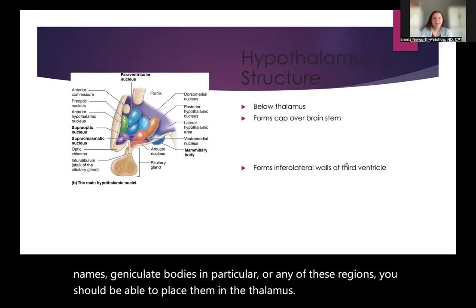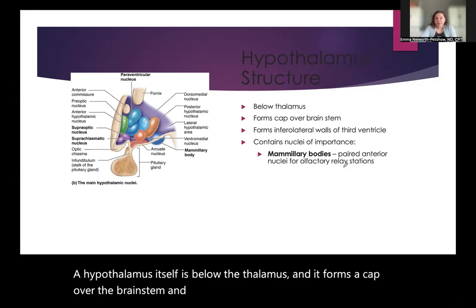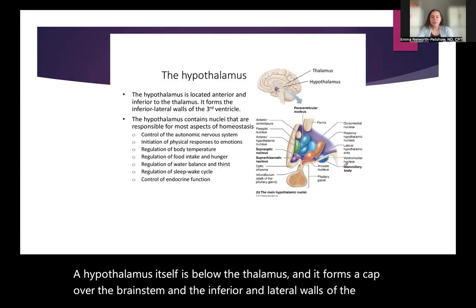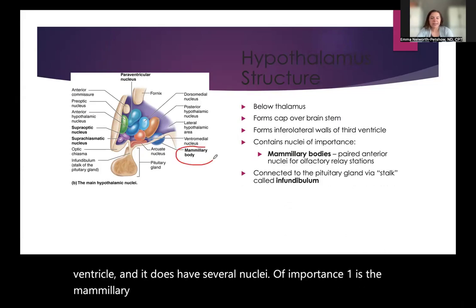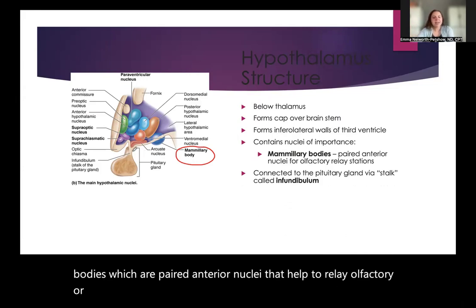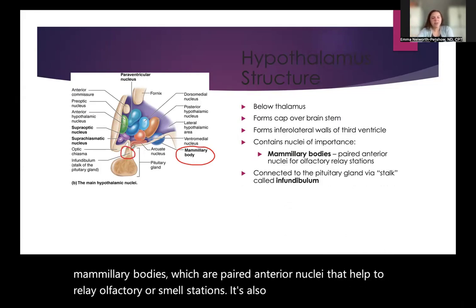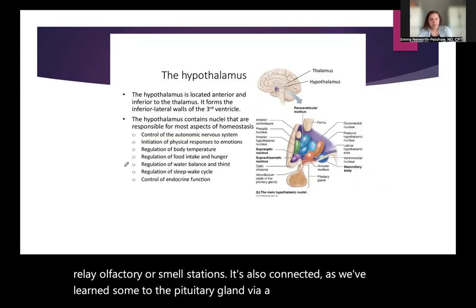The hypothalamus itself is below the thalamus and it forms a cap over the brainstem and the inferior and lateral walls of the third ventricle. And it does have several nuclei of importance. One is the mammillary bodies, which are paired anterior nuclei that help to relay olfactory or smell stations. It's also connected, as we've learned some, to the pituitary gland via a stalk called the infundibulum.